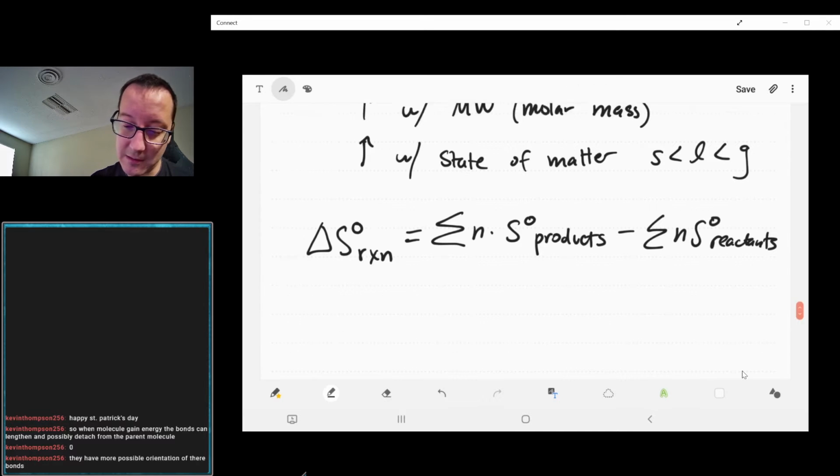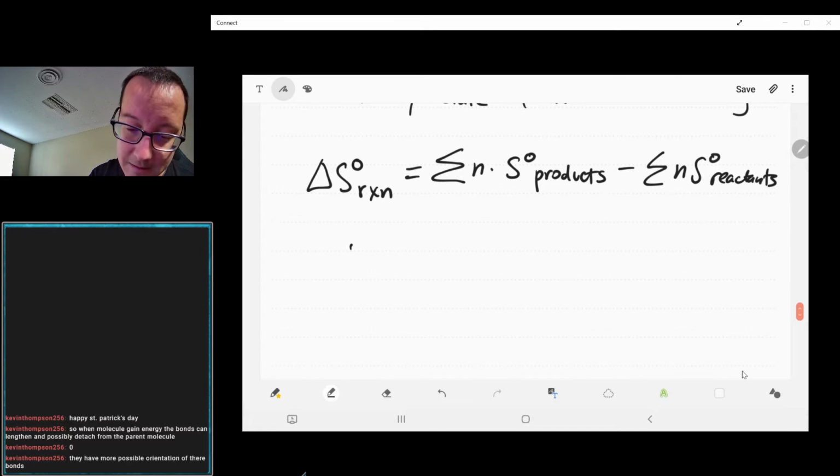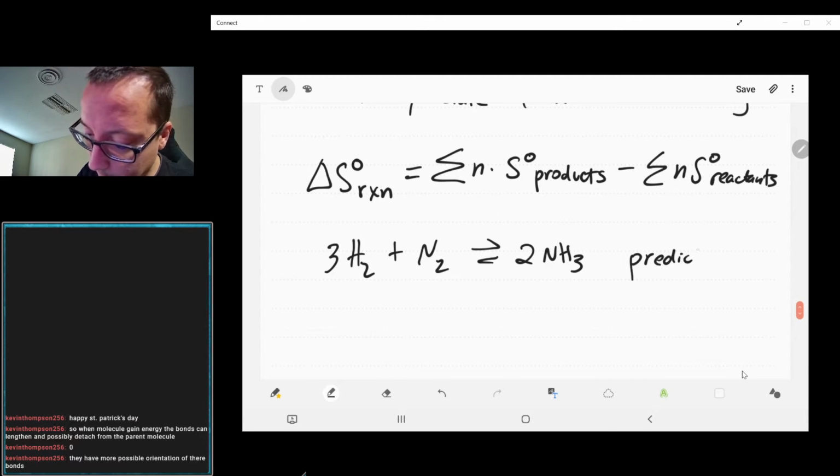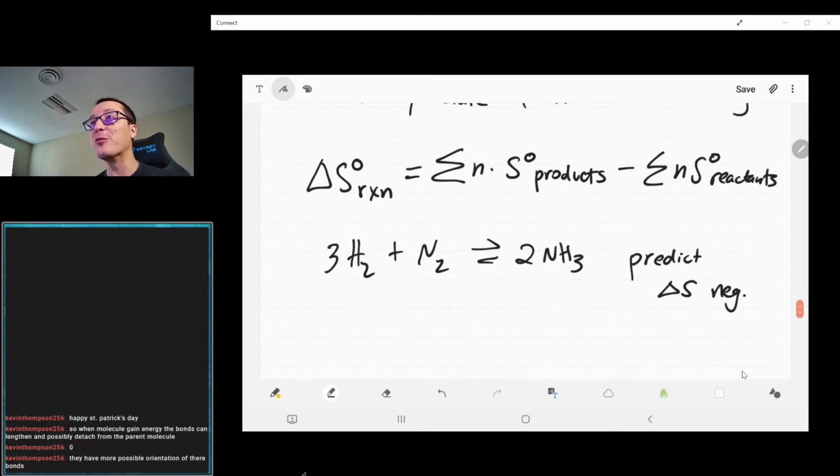So let's go ahead and do it. Here's our favorite reaction: 3H2 plus N2 gives 2NH3. We predict that it will be negative, right? Because we have fewer gas molecules in the products. But let's go ahead and actually calculate it.